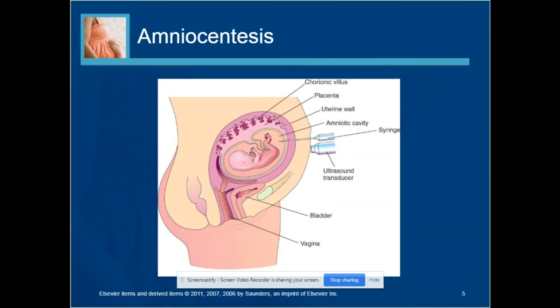You can see the needle and the ultrasound there. They want to make sure that they're getting it just into the amniotic fluid, not through the placenta, and obviously not hitting the baby.